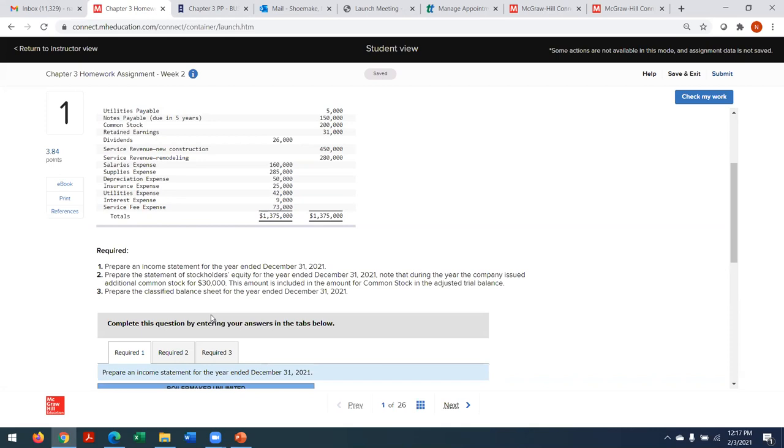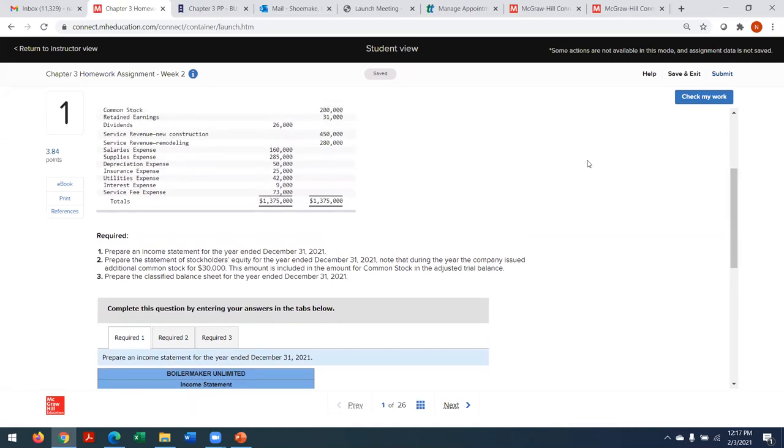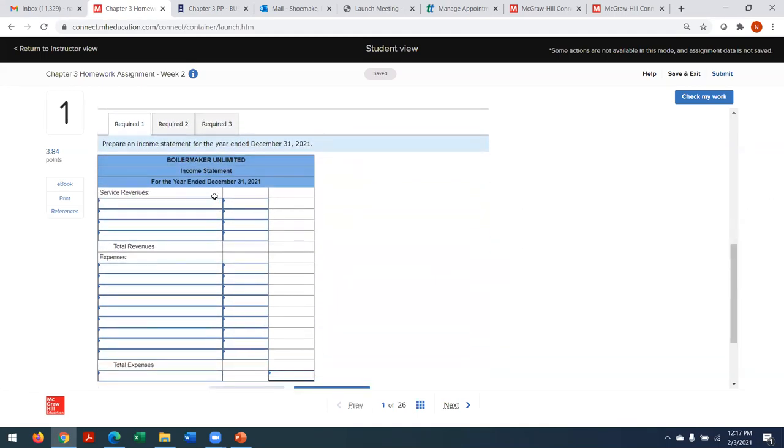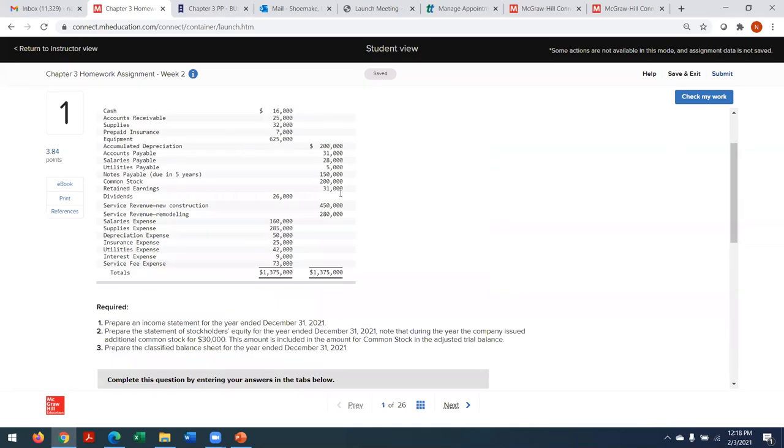So, the first thing we're going to do is look to create an income statement. What we're going to do is begin with our revenues and take our expenses. That's all that is a part of the income statement. So we'll start, as you see here, we have two revenues. We have service revenue for new construction and service revenue for remodeling. So we'll take service revenue, new construction, and service revenue for remodeling. We've got new construction 450, remodeling 280.